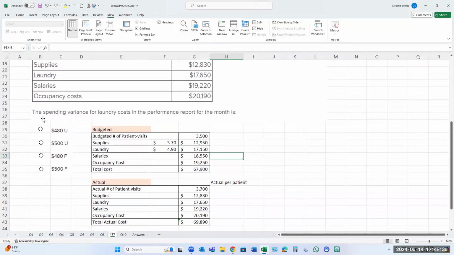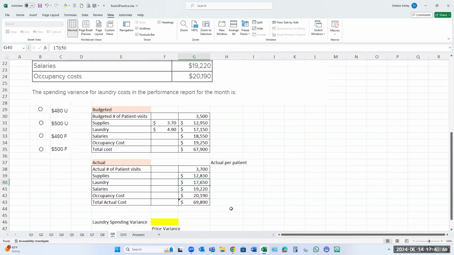All right, what do we want to know? The spending variance for laundry costs in the performance report for the month is. So here's my actual laundry. So I need to figure out what my standard laundry cost would be, equal to the actual number of patients times the standard laundry cost.